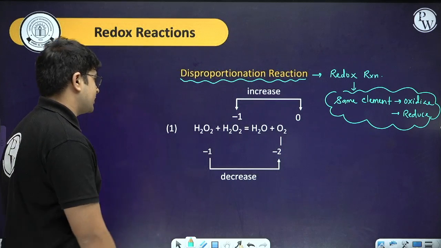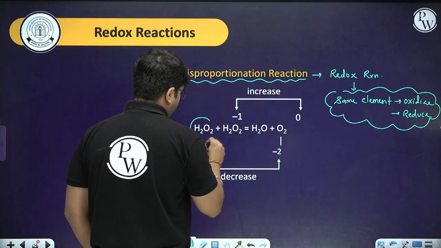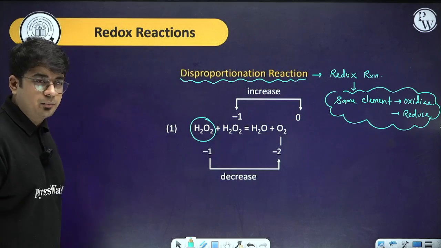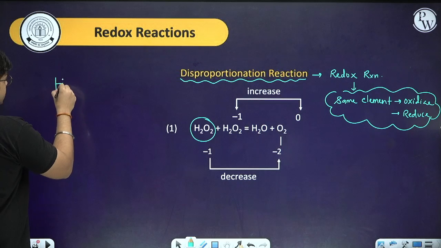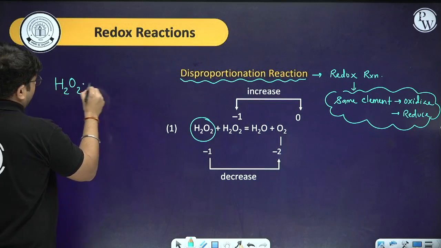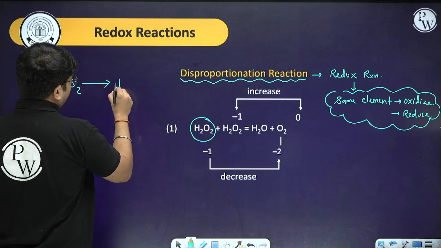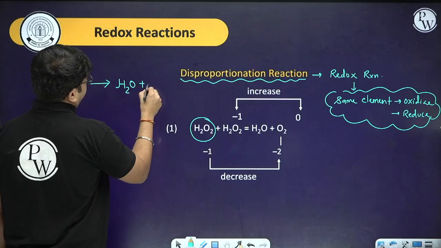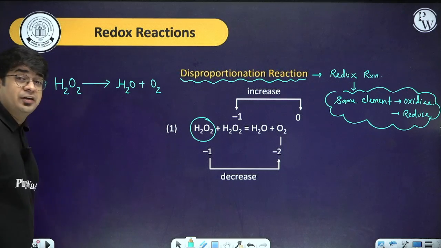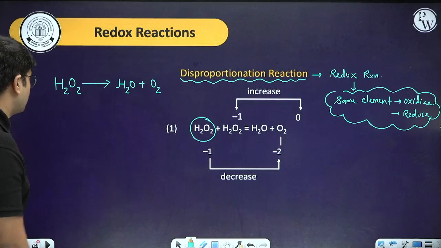For example, consider H2O2, which generally decomposes very easily. We know H2O2 can oxidize and it can reduce itself. So generally it converts into H2O as well as O2. This is a very common type of reaction in the case of H2O2.